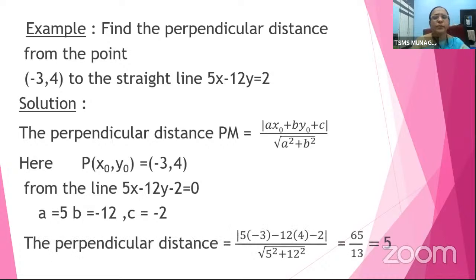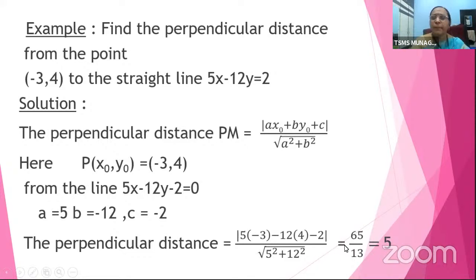So I'm going to substitute in the place of x, minus 3. So I'll be getting 5 into minus 3 minus 12 into 4 minus 2 by root of 5 square plus 12 square. So this is minus 15 minus 48 minus 2, which will sum up to minus 65. And because of the modulus, the minus is lost. Here it is a distance. Distance can never be negative, is it not? That is why we put the symbol modulus, and so we don't get any negative value.